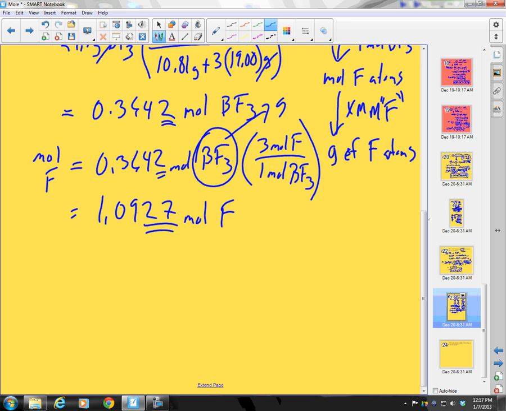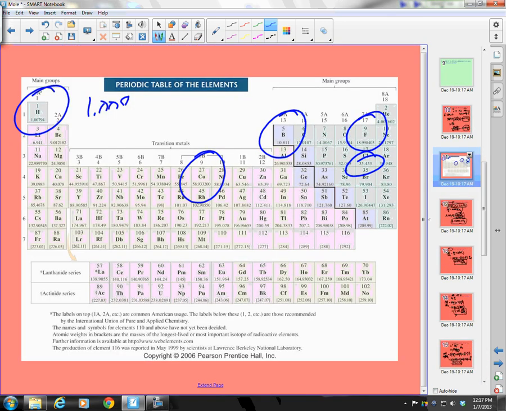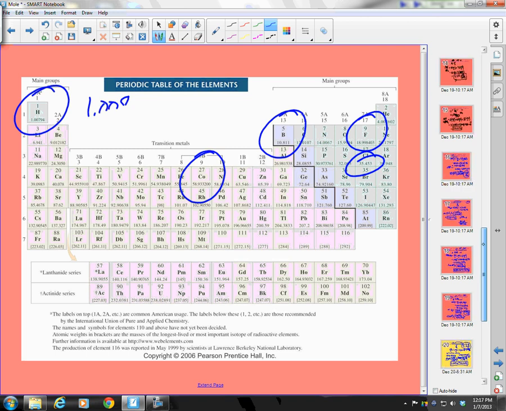Okay. So grams of F is equal to 1.0927 moles of F times what? Well, how many grams of F are there? Well, that's molar mass, right? What is F? F is 19.00. Good.